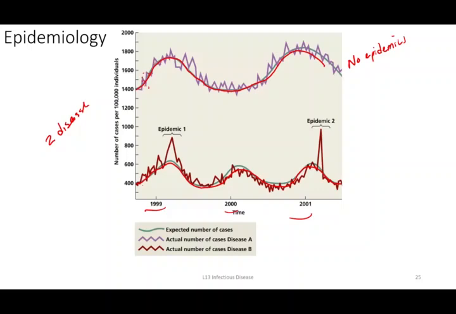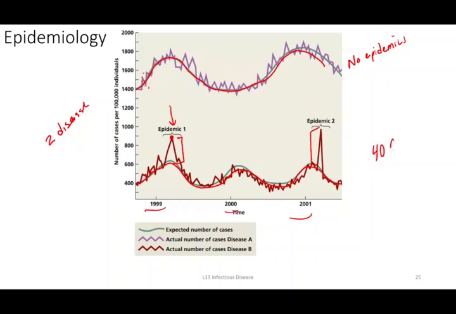In this disease example, this is disease B, you can see there are two occurrences where the actual data point is significantly higher than what we expect. So again, because this is higher than what we're expecting, and this is higher than what we expect, we would call that an epidemic of that given disease. And so we've had examples of this.